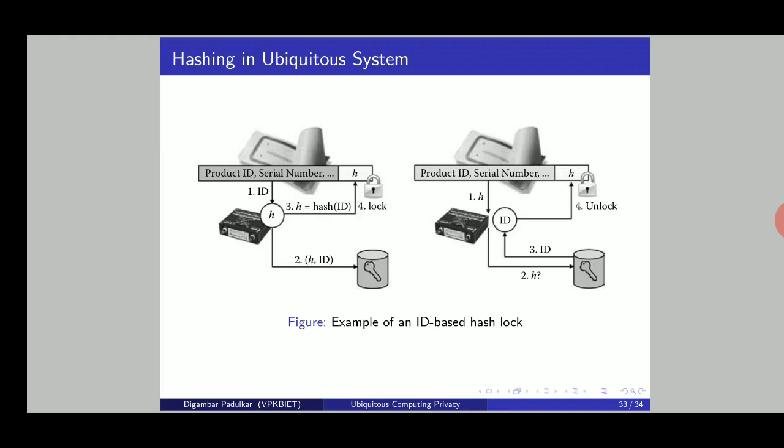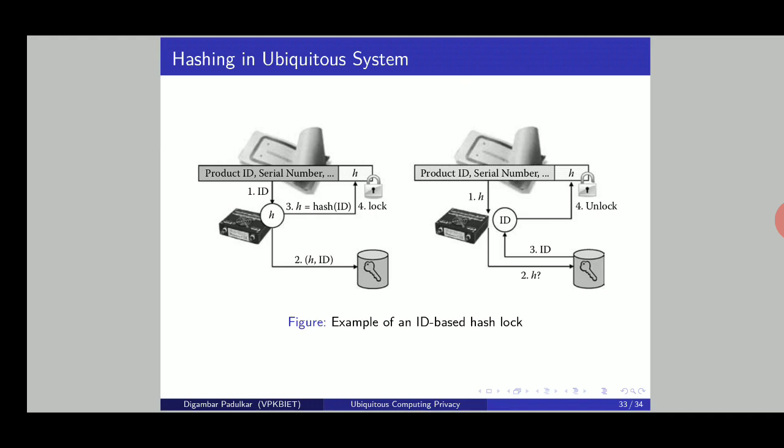The next point which is majorly used with Ubicomp data privacy is called hashing. Basically we want to protect the information. Whatever data we collect, the data must be in a protected mode. So hashing is a technique that can be coupled with a ubiquitous system.